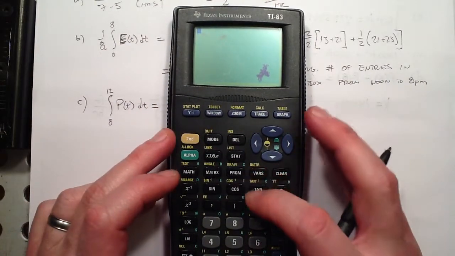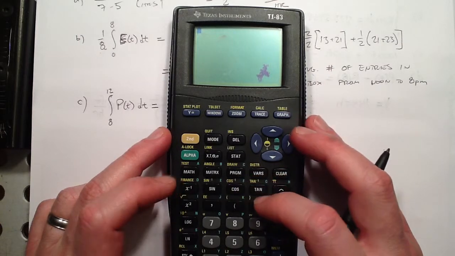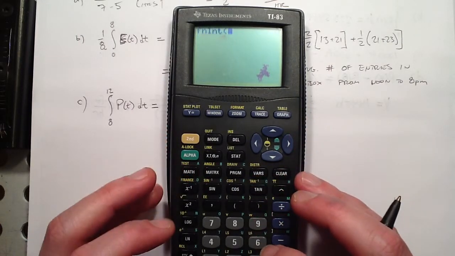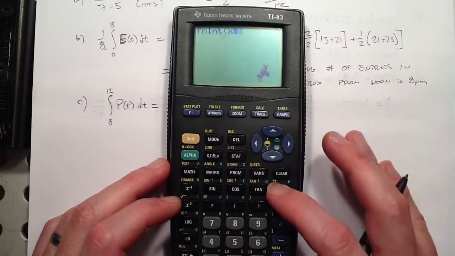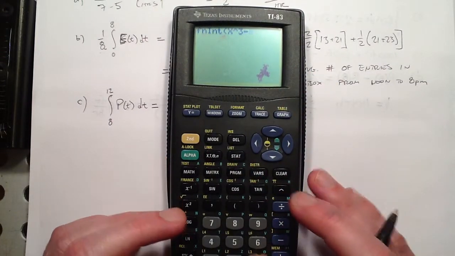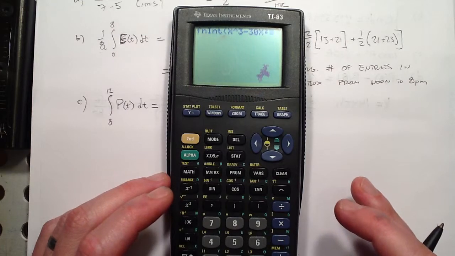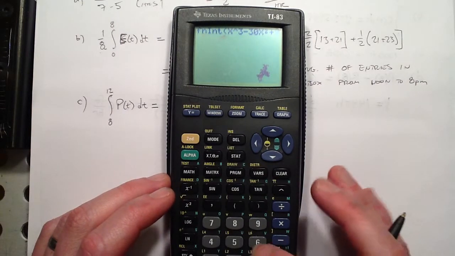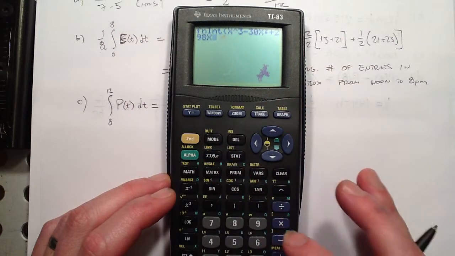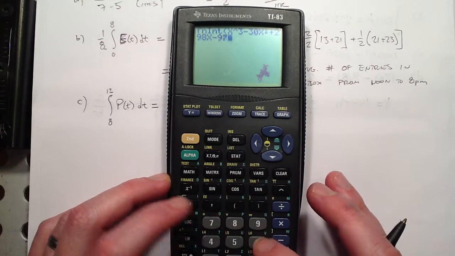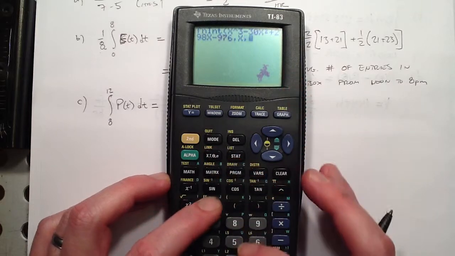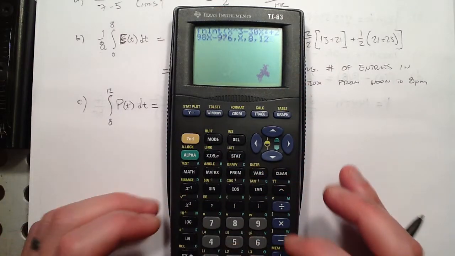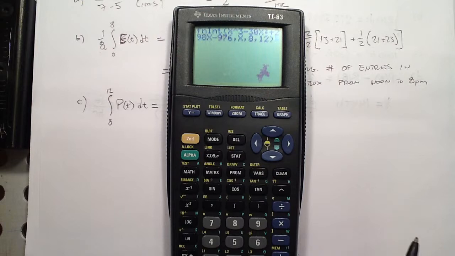So let's set that up. This is a calculator problem, so I'm going to do math 9 of x cubed minus 30x squared plus 298x minus 976, comma x, comma 8, comma 12. Right? I'm integrating a rate, so that will give me the total amount of stuff, the amount of change, in other words.